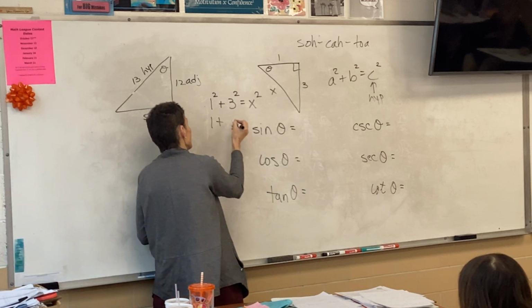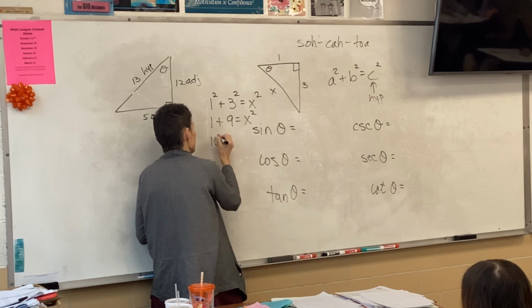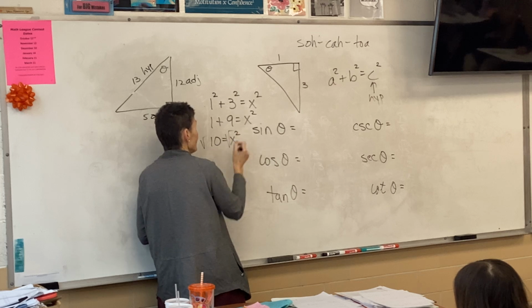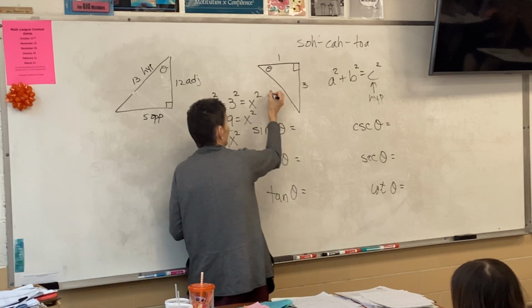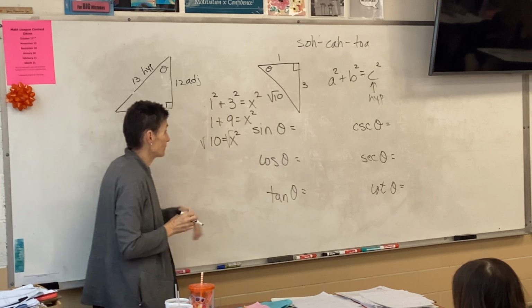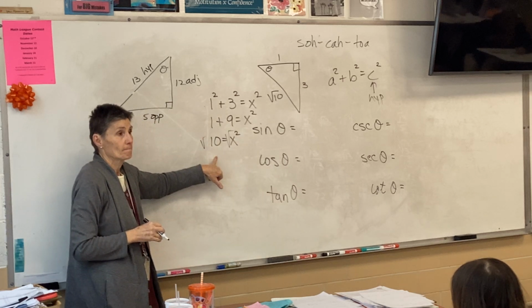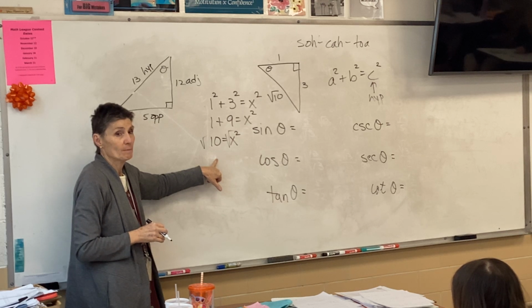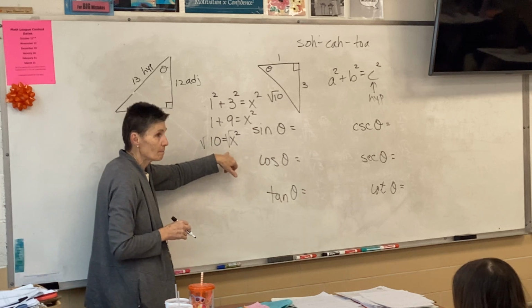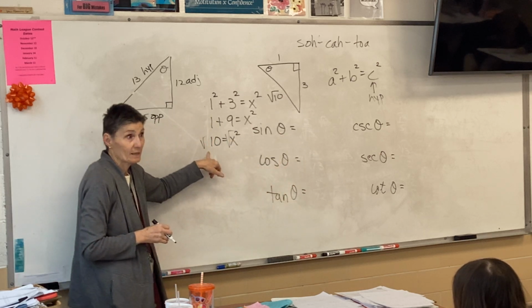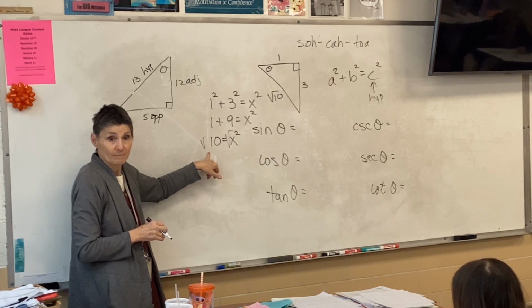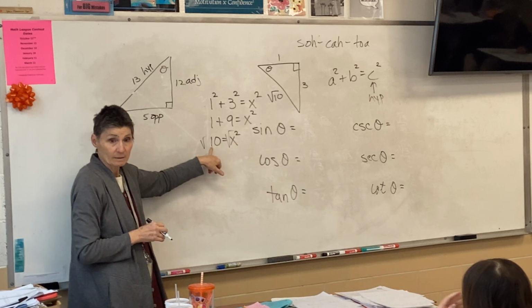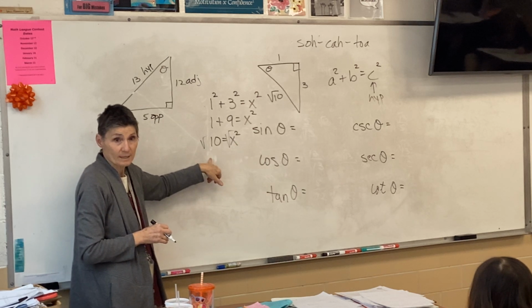So 1 plus 9 is 10. So what's my hypotenuse? Not 100. Going to be the square root of 10. Got a square root. Everybody good with that number? Obviously, if you miss that number, you're going to miss a bunch of answers, so you got to make sure we got that right. Square root of 10. X squared equals 10. So x equals the square root of 10.